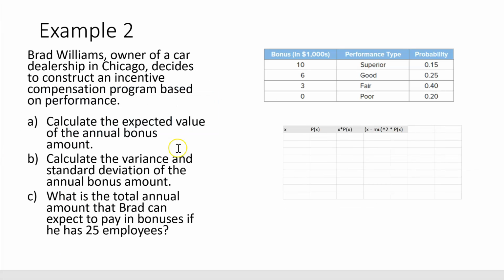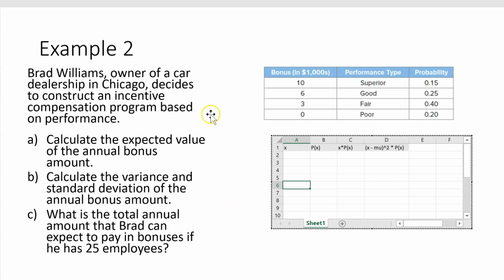In this example, we'll do it again, and I've already set up the columns here. Brad Williams, owner of a car dealership, decides to construct an incentive compensation program. Calculate the expected value of the annual bonus. Our x values here are in thousands: 10, 6,000, 3,000, and 0, and the probabilities go in.